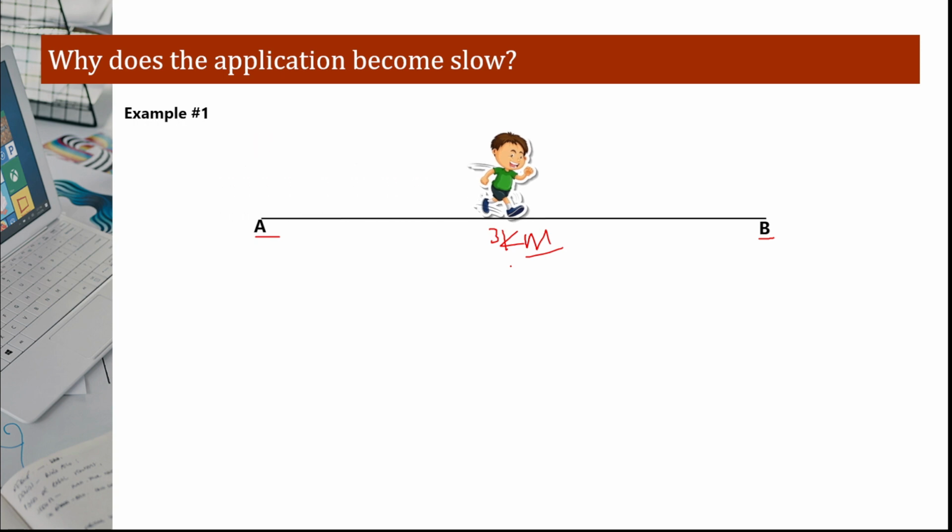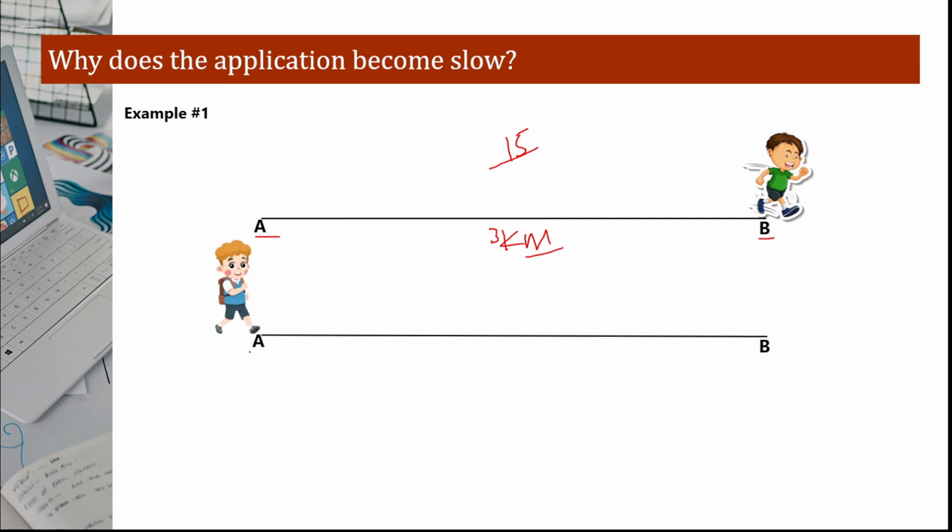Imagine you are running the 3 kilometers and you cover it within 15 minutes. You are reaching from point A to point B in 15 minutes. Now imagine you have to go from point A to point B again, and the distance is again the same, 3 kilometers, but this time you're carrying a bag of 10 kg.